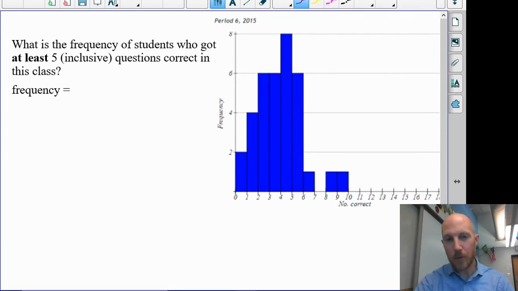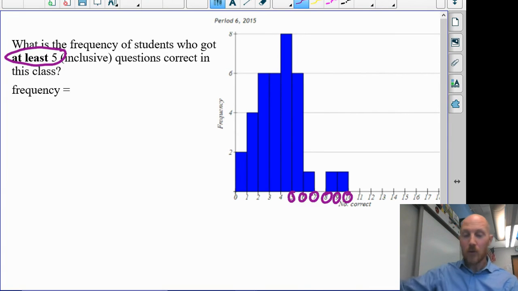Okay, so some more complicated kinds of questions. In histograms, and any kind of statistics for that matter, we don't always just ask about single outcomes. Sometimes we want to look at a group, such as this question. What's the frequency of students who got at least 5 questions correct in this class? Well, at least 5 implies that we're going to look at more than one possible outcome, more than one bar on this graph. You could have got 5 questions right, but you also could have got 6 or 7 or 8 or 9 or 10 or 11 or 12 or however many questions there were. You could have got 5 and more. So we're going to add together all of these frequencies.